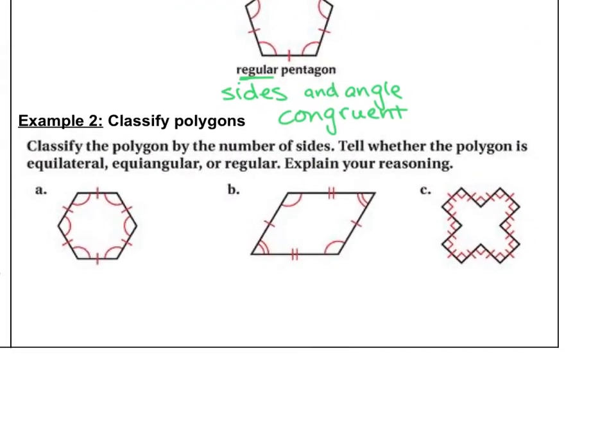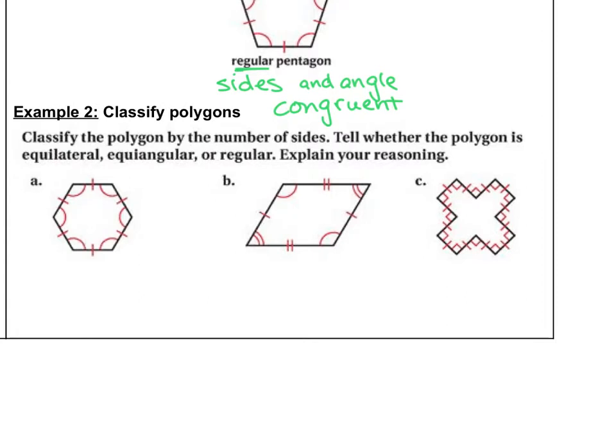Alright, so we want to classify these polygons by the number of sides. We're going to say if it's equilateral, equiangular, or regular. So let's take a look at the first one. Let's count the number of sides. We got 1, 2, 3, 4, 5, 6. 6 sides, so I know that is a hexagon. And as I look, all the angles are marked the same, all the sides are marked the same. So this is a regular hexagon.